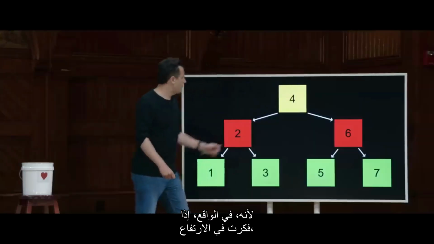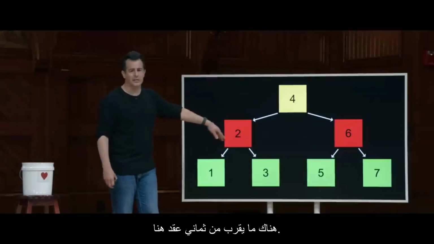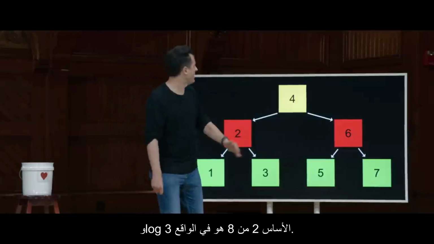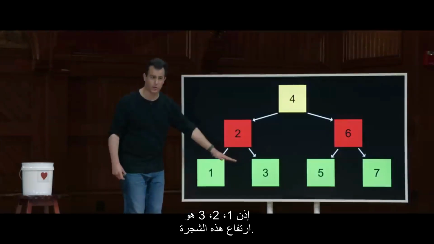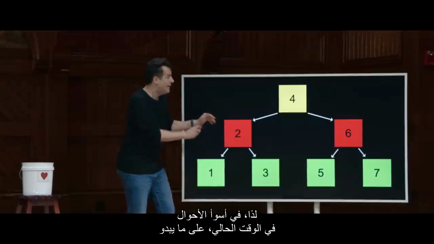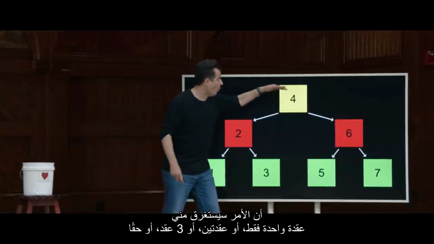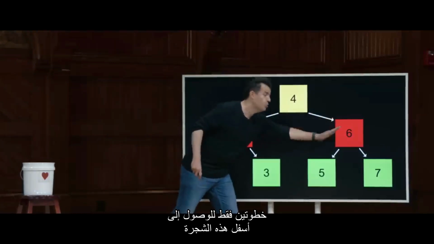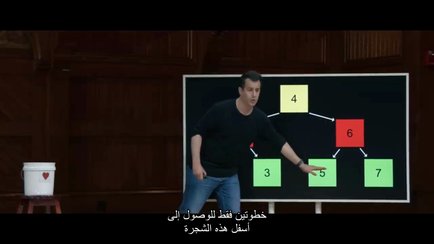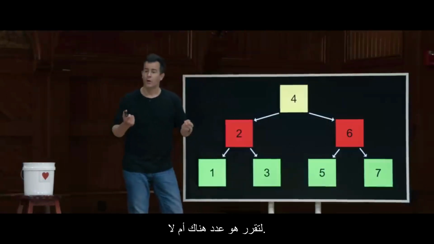Why? Because if you think of the height, there are roughly 8 nodes in here, and log base 2 of 8 is actually 3. And so 1, 2, 3 is the height of this tree. So in the worst case at the moment, it seems that it's only going to take me 1 node, 2 nodes, 3 nodes, or really just 2 steps to get to the very bottom of this tree to decide: is a number there or not.